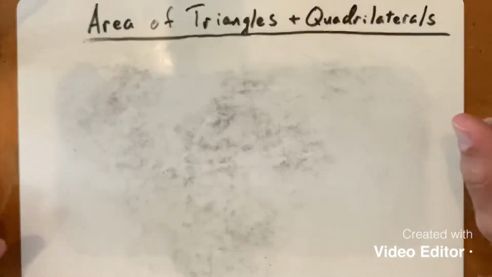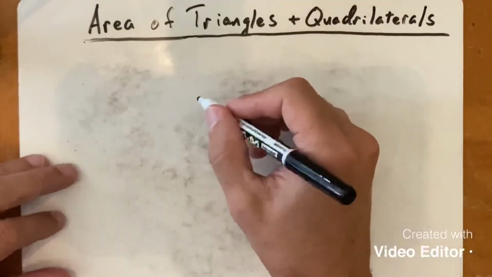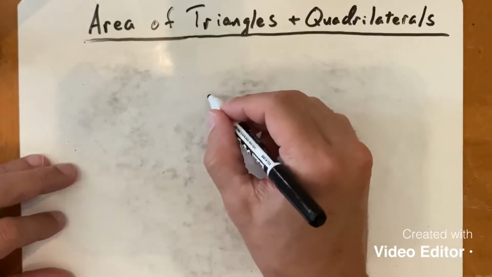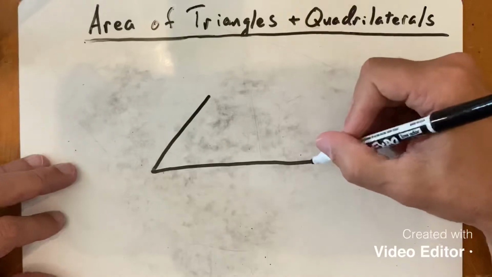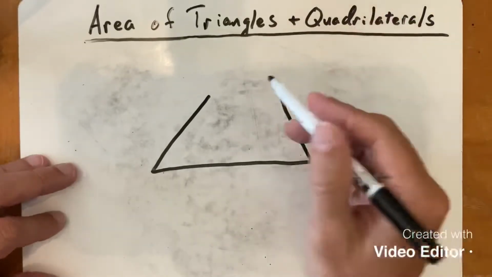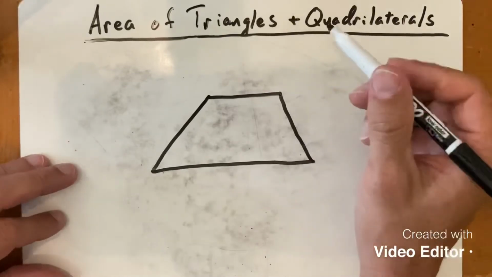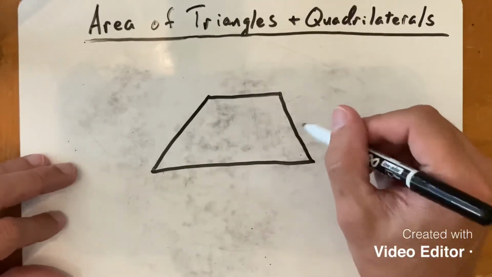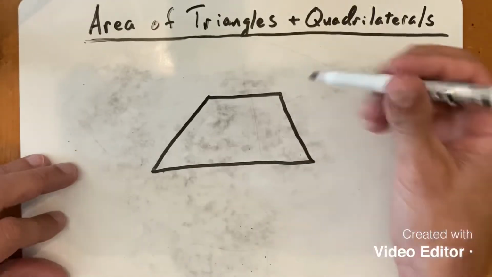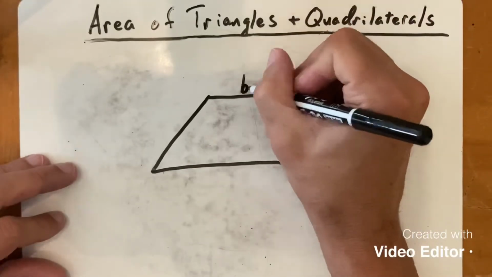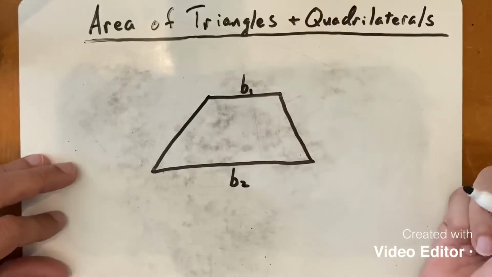All right, so the next quadrilateral we're going to talk about is a trapezoid. So remember what defines a trapezoid. It is a 4-sided figure, or a quadrilateral, that has exactly one set of parallel sides. The other 2 sides that are not parallel are known as the legs, and the parallel sides are known as the bases. So we're going to call this base 1, and this base 2.